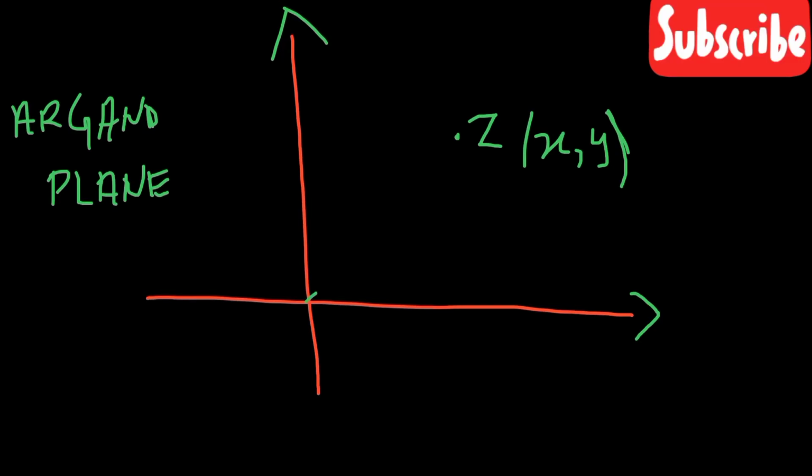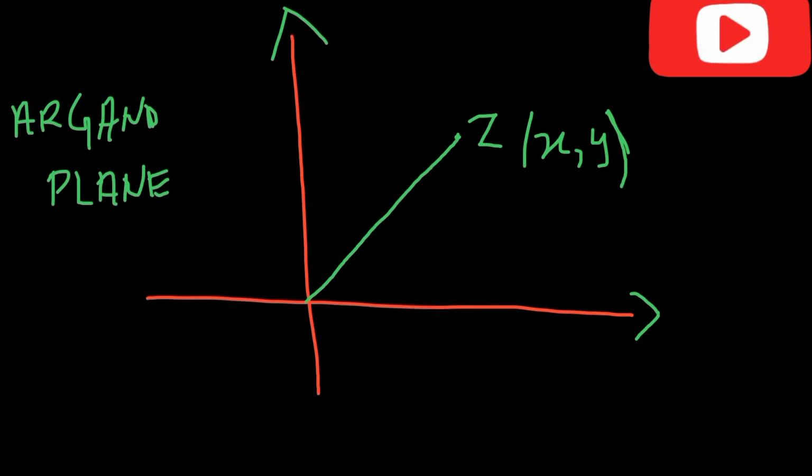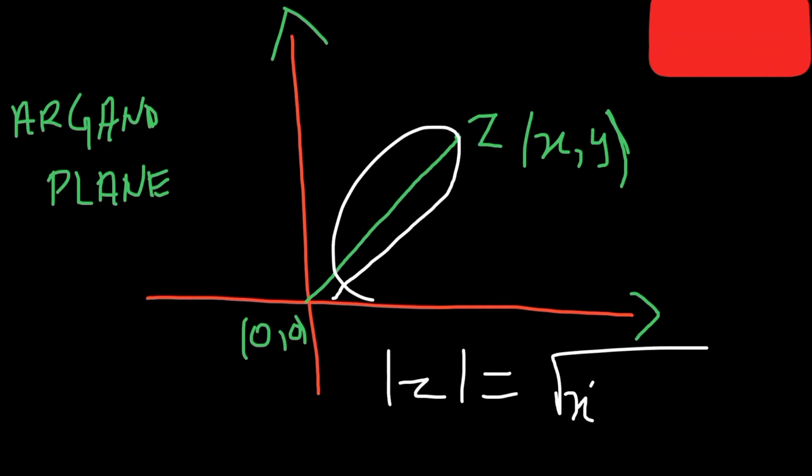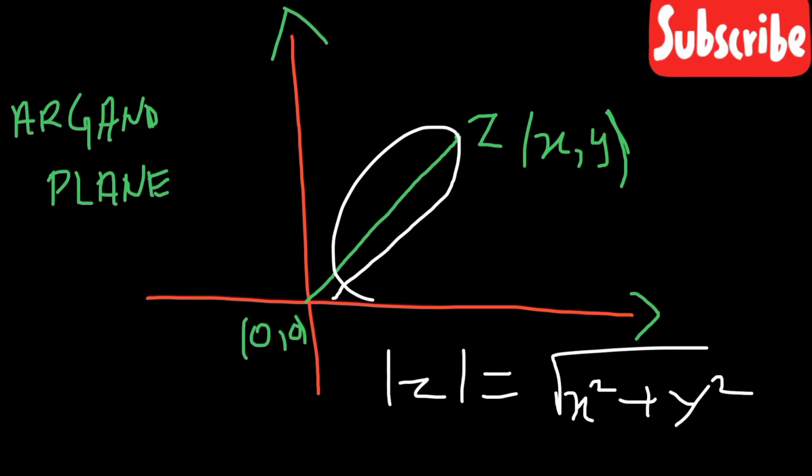Now modulus of z means the distance of z from the origin. So this is our origin. So the modulus of z means the distance of z from the origin. So this distance is nothing but modulus of z. And now let us think how this formula came. In the previous classes you have learned the distance formula. By applying the distance formula, we can write that modulus of z is the root over x square plus y square. So this was pretty much simple things that you must learn.